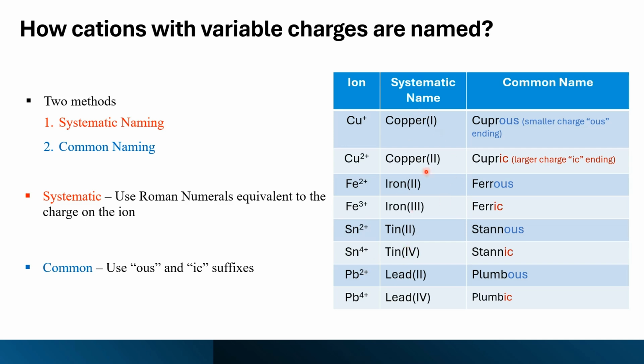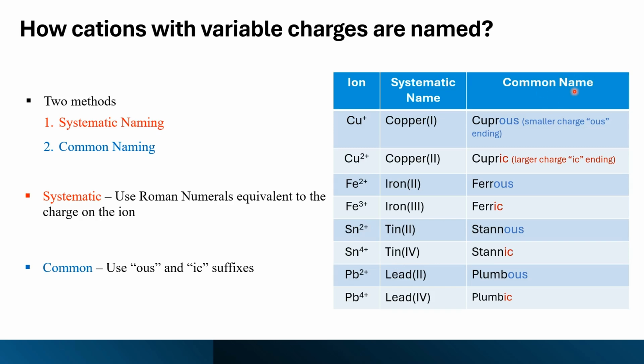So in the second column you can see the systematic name, how we can use this method to name these variable charge cations. The only thing is, write the metal name and then a Roman numeral equal to the charge inside the parentheses. So copper +1 we can name as copper(I). Cu2+ we can name copper(II). Fe2+ is iron(II), iron(III). Tin(II), tin(IV).